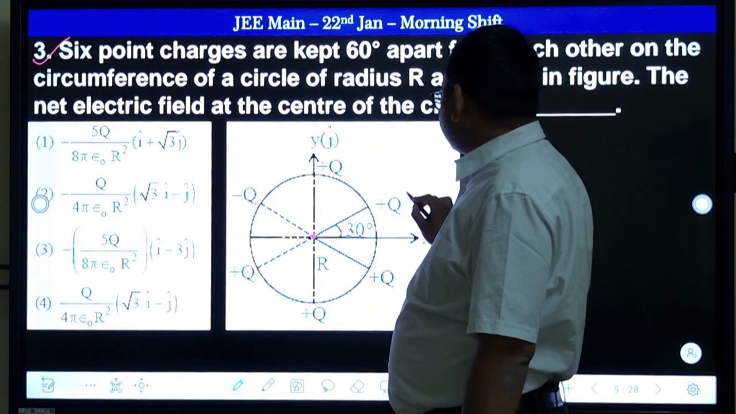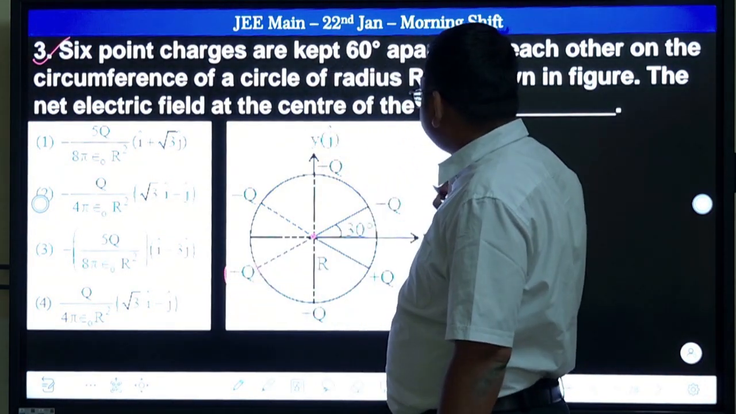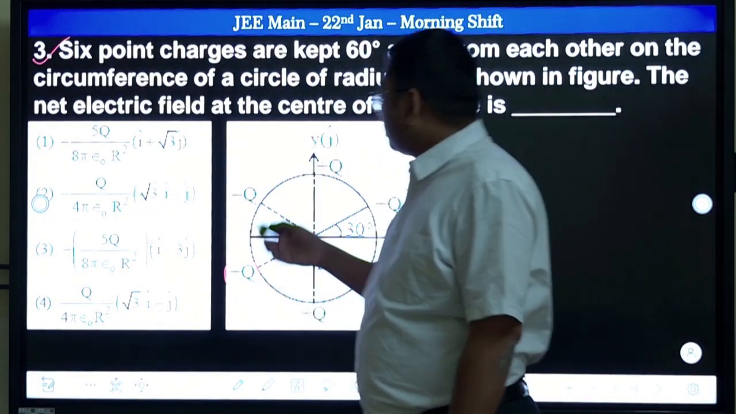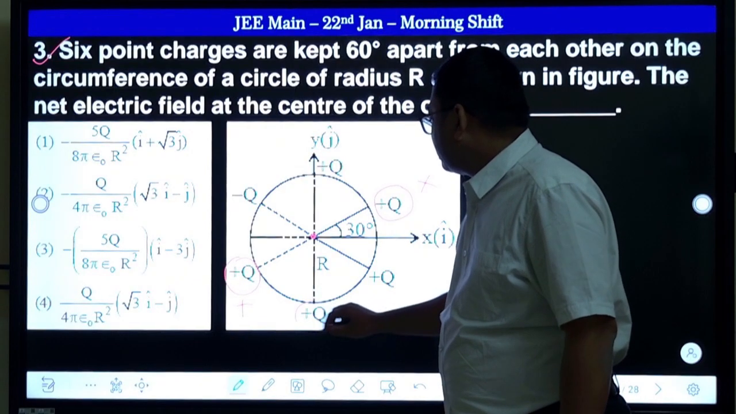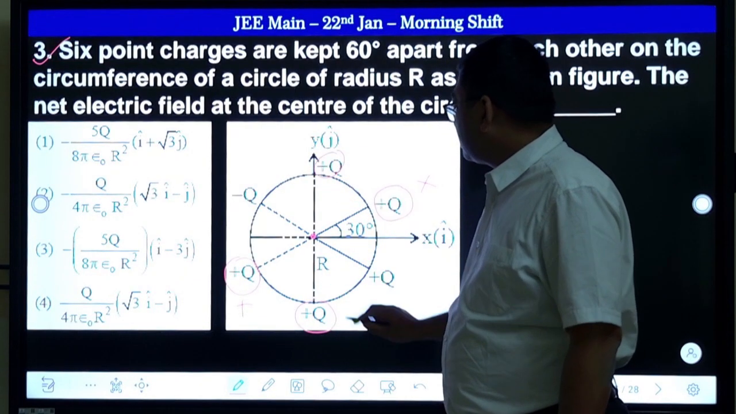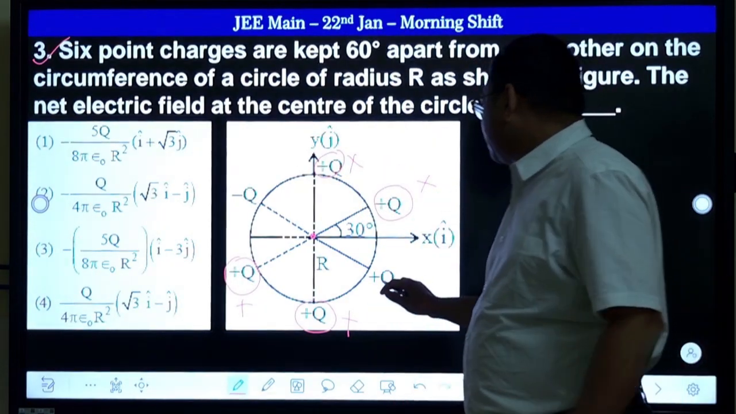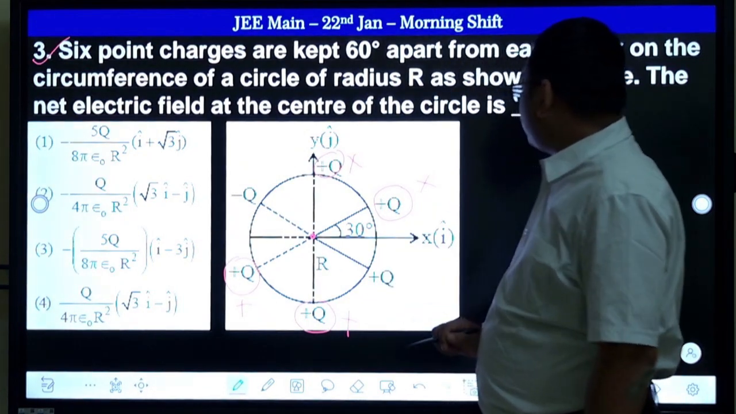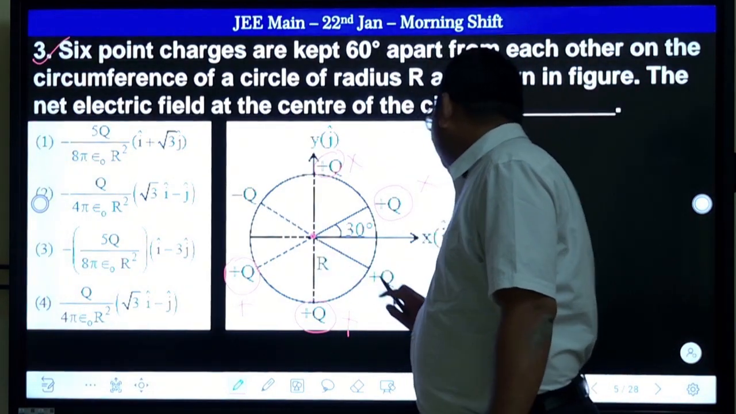So note that this plus q and this plus q, their effect at the center will cancel out. So this you can remove. Okay. What about this? This plus q and this plus q, that effect at the center will also go away. So this you can also remove. Now what is remaining? Here minus q and plus q is remaining.